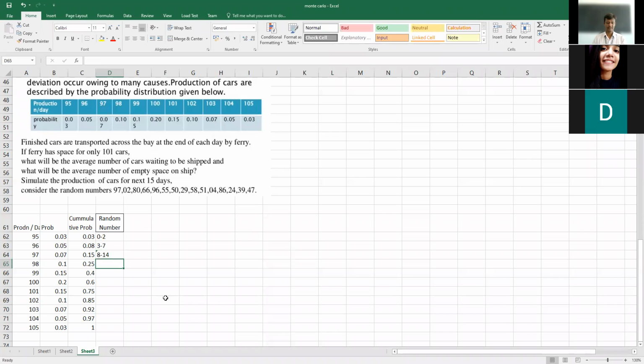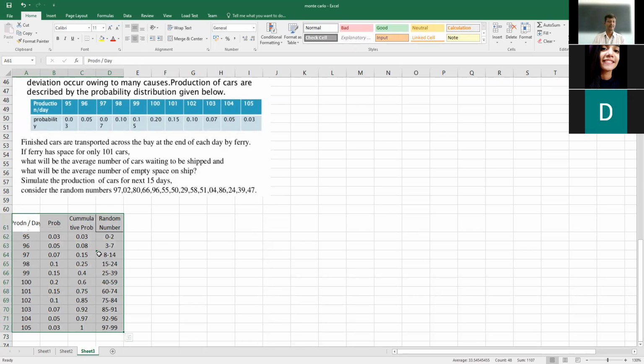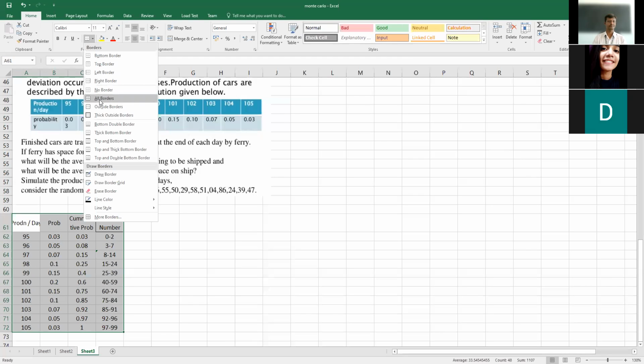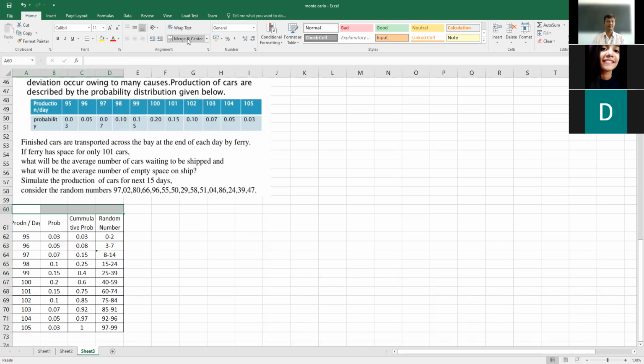15 to 24. 25 to 39. 40 to 59. 60 to 74. 75 to 84. 85 to 91. 92 to 96. And 97 to 99. Exactly. So this is what we used to find out in the first table. This is table number 1.